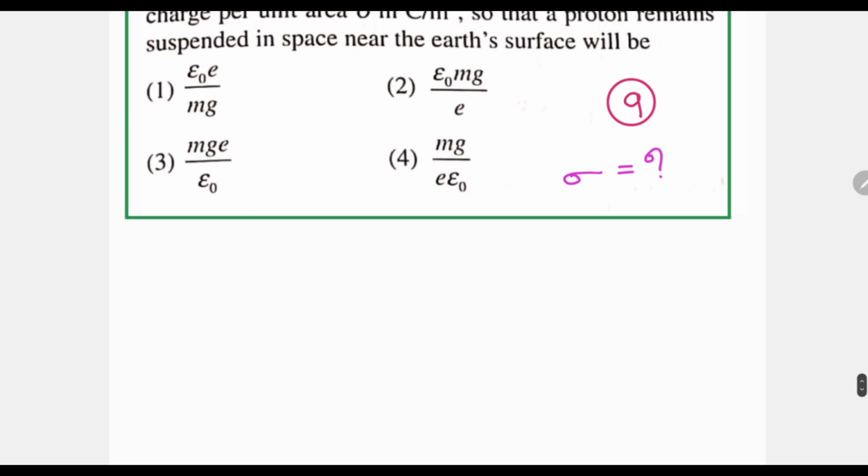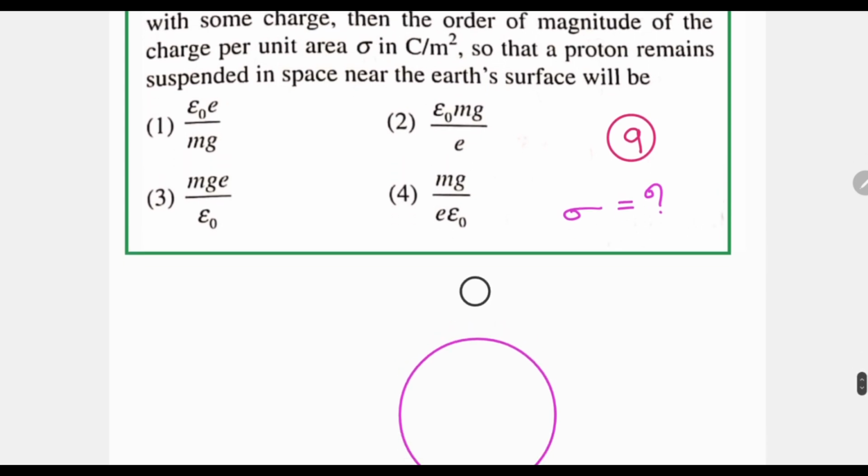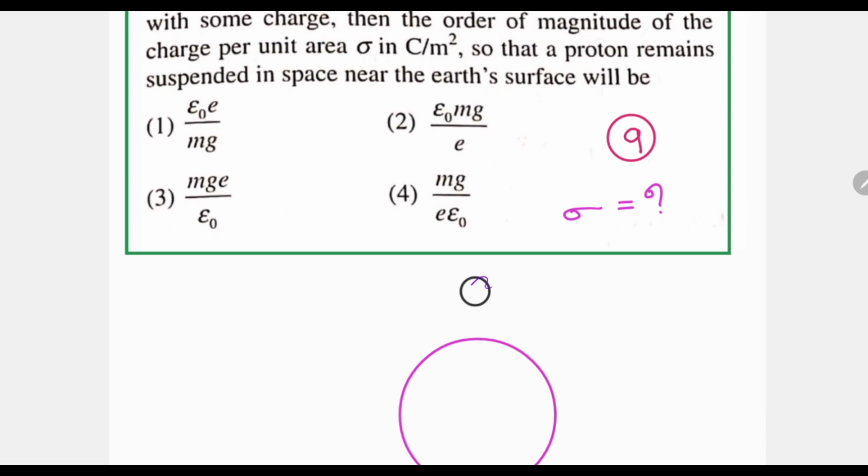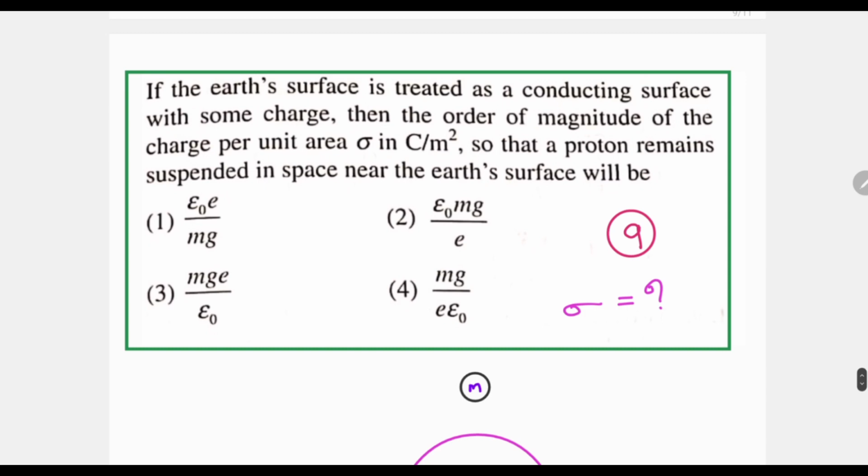Now in this question we have to just visualize the situation. So let this be our Earth, and near the surface of Earth a proton is suspended. Now I can draw it clearly. Let this denote the proton, and the mass of the proton is given in the question as m. Now Earth is a conductor. Earth's surface is treated as a conducting surface, that's the information given in the question.